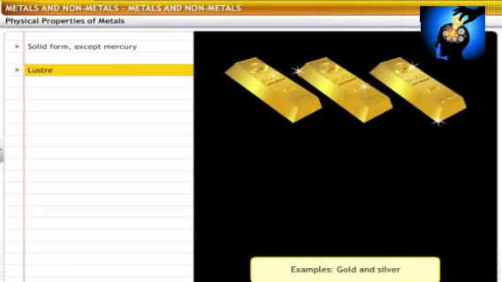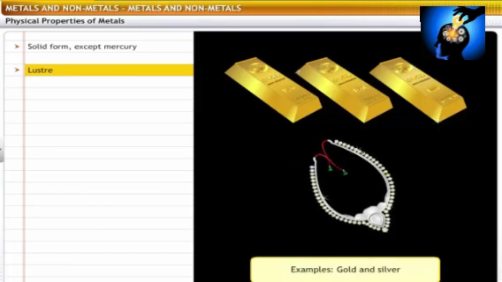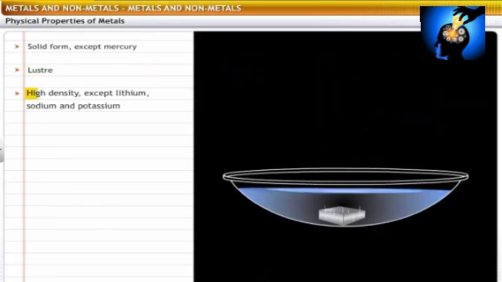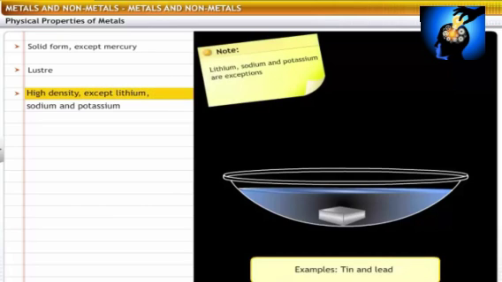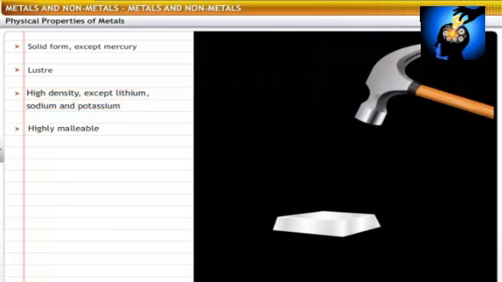For example, gold and silver are popularly used for making jewelry because of their luster. Metals have high densities and therefore tend to sink in water. For example, tin and lead sink in water. Exceptions to this rule are lithium, sodium, and potassium. The density of these elements is lower than that of water, and hence they do not sink.